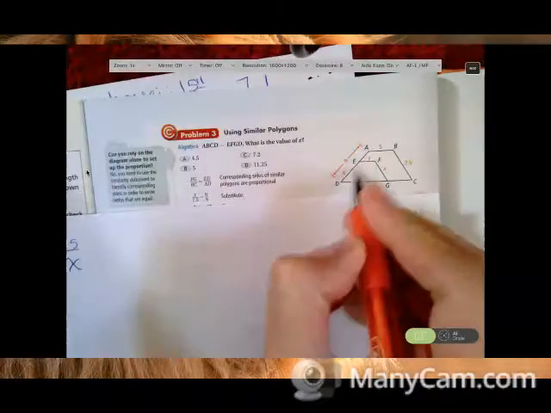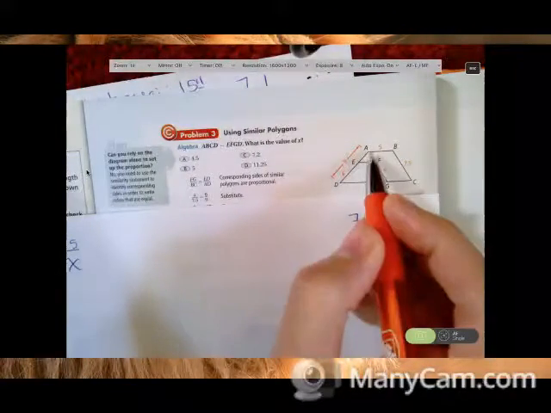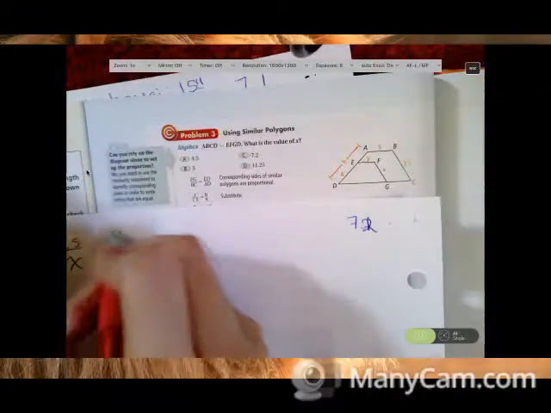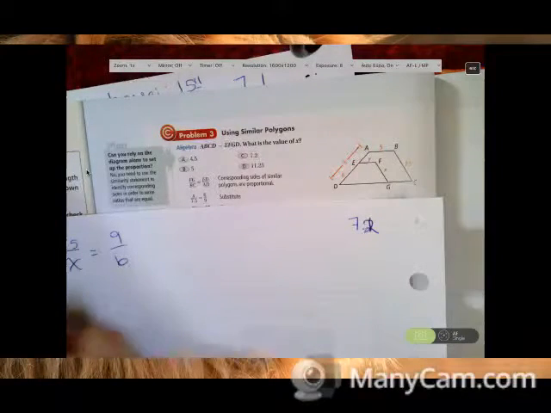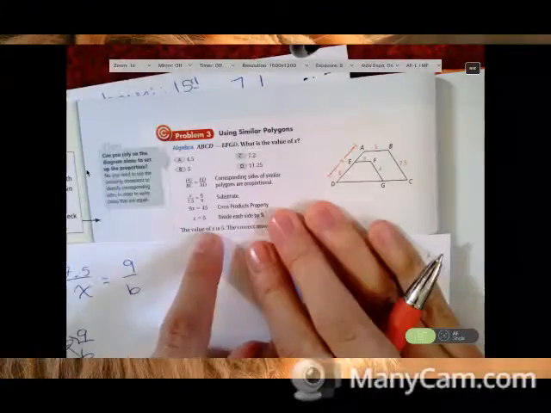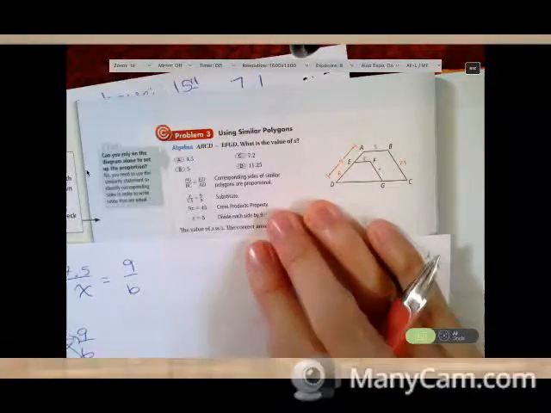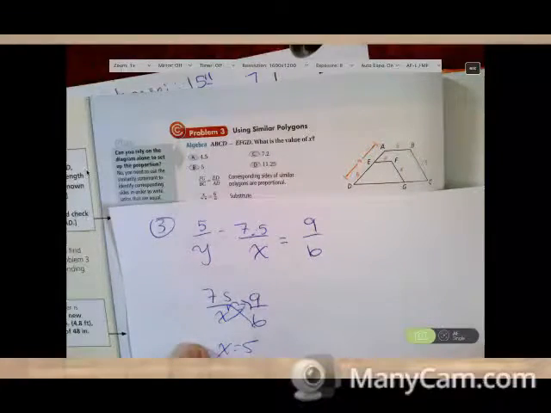So notice I do the big trapezoid, little trapezoid, little trapezoid. Then AD corresponds to ED, which is 9 over 6. So therefore, I'm going to do 7.5 over x equals 9 over 6. I'm going to cross multiply, and I get x equals 5. Now the book set theirs up the reverse, but we set ours up a little bit differently, but as you can see, we still get the same answer.